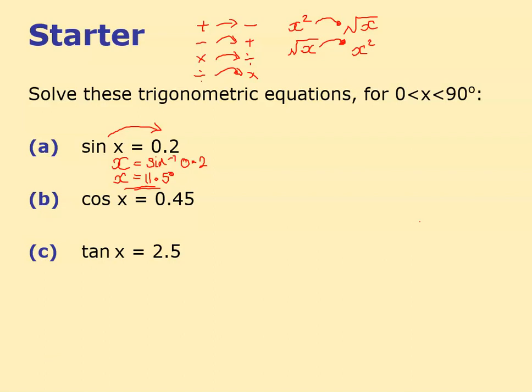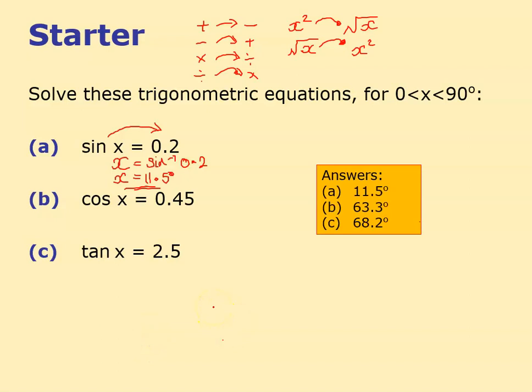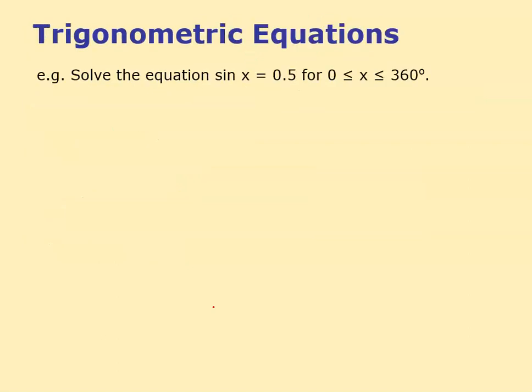So anyway, I hope you did have a chance to do those questions. Here are my answers. Well, I get 11.5, at least that one agreed with what I said. 63.3 degrees and 68.2 degrees. Now let's get on to the main part of this. Now these are, on the face of it, very, very similar. Look at this. It says sine x equals 0.5. And on the face of it, this is almost identical. But it's not quite identical, because the difference is now I'm allowing there to be more than just one answer.